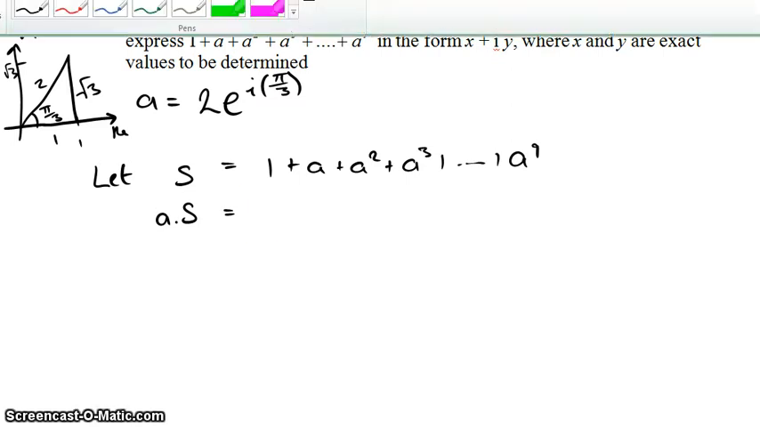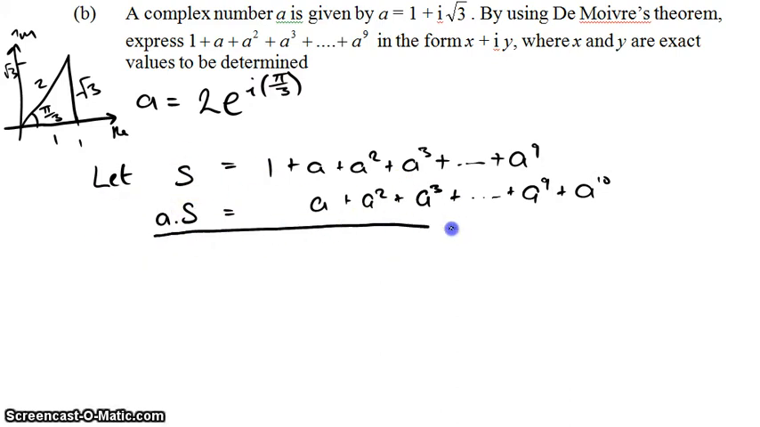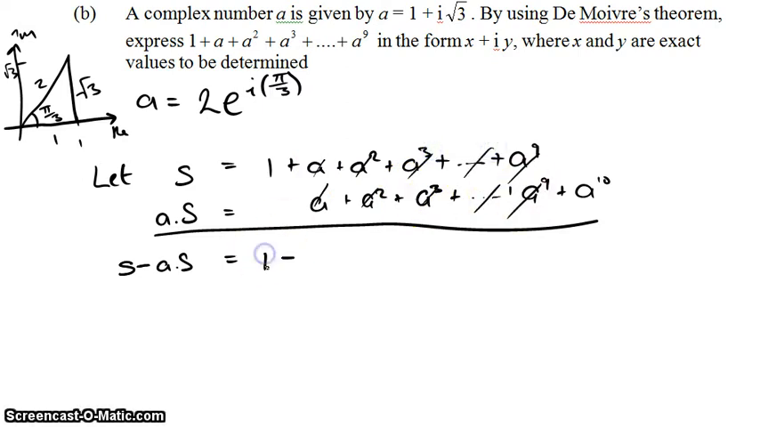So I'd get a from 1, and then a times a gives me a squared, and then a squared times a will give me a cubed, plus and so on, plus a to the 9, and then a to the 9 will give me a to the 10, right? So I'd end up with this, and what am I going to do? I'm going to subtract one from the other. So what is s minus as? These terms in here would all cancel, so I'm left with just 1 minus a to the power of 10.